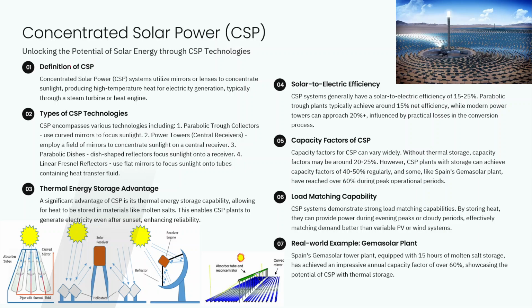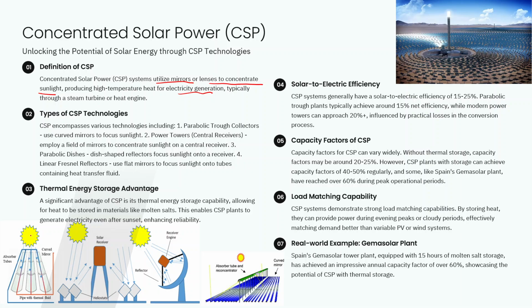Okay. So the concentrated solar power, if you haven't heard about this, what this basically does is it utilizes mirrors or lenses to concentrate the sunlight, producing high temperature heat for electricity generation, right? So you can use steam turbines or a heat engine to produce the electricity. So you use the solar thermal to heat the water and generate the steam, and that steam is used to generate the electricity. So there are different types of CSPs, or concentrated solar power technologies.